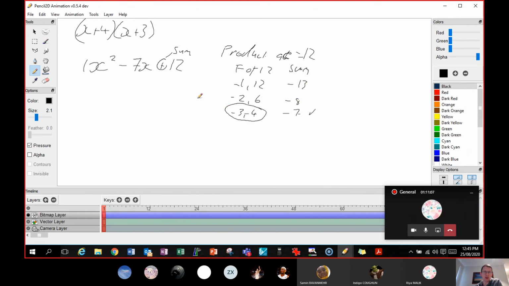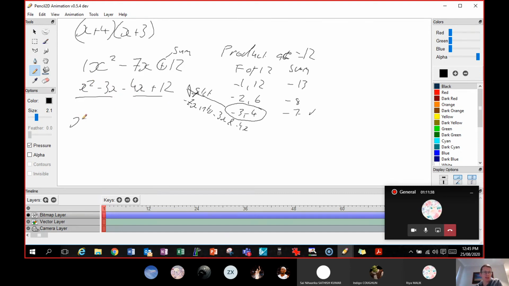So we're going to split the term negative 7x into negative 3x and negative 4x. Now, it doesn't matter which one you use, and I'll show you this on this one too. So we've got x squared minus 3x minus 4x plus 12. Then we just factor out of both of the two terms. What I can factor out from here is x.